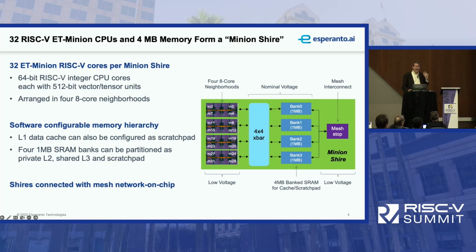Now, depending on the type of app you're running, for machine learning, a lot of things are very deterministic. You don't want to take cache misses. So you choose, if you wanted, to use all of that 4 megabytes as a scratchpad, and you'll never have a cache miss. But you can also, under software control, configure that 4 megabytes of memory to be partitioned into scratchpad, a level 2 cache, which is private just to these 32 cores, or as a global L3 cache. And this is your slice of that L3 across the entire chip.